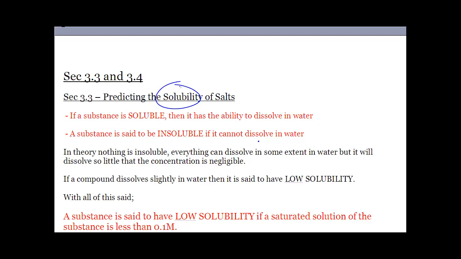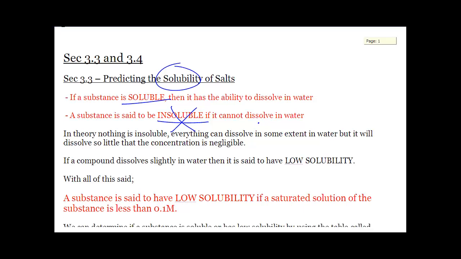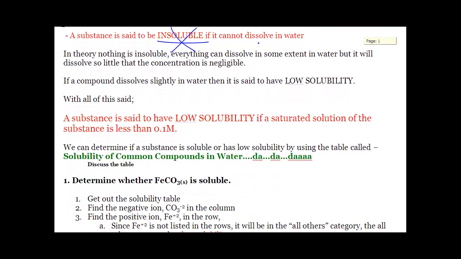They have low solubility. So in the real world, we say there are two words. Things are either soluble or insoluble. But in theory, nothing is really insoluble. Everything will dissolve to some extent in water. It may take 50 or 100 years, but everything will dissolve to some extent. So we have a better word than insoluble. And the one that we're going to focus on the majority of the time is the words low solubility. So these do not dissolve much at all. In fact, it's less than 0.1 molar for its concentration.